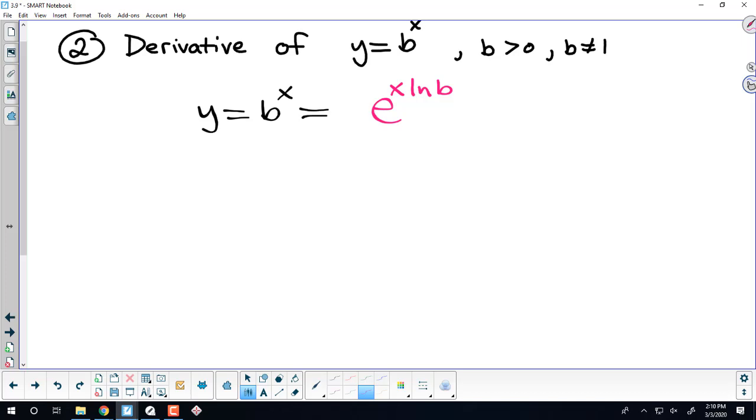So what is the derivative of y? The derivative of e to some functional power is e to the power times what? The derivative of the power. Yeah, so the derivative of our power, x times ln b. So we just need to compute the derivative of x ln b. Is the derivative of x ln of b equal to 1 over b? What do y'all think?